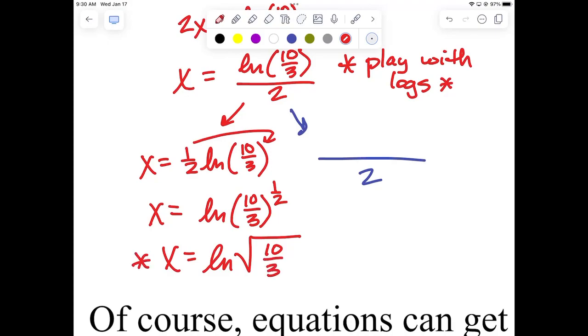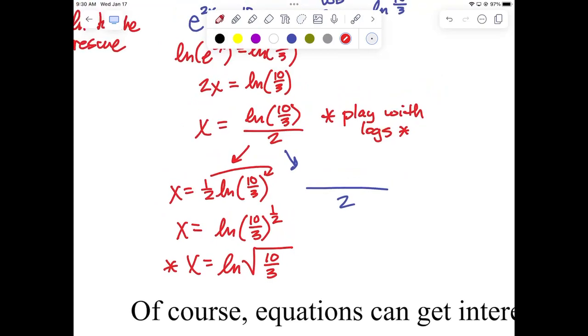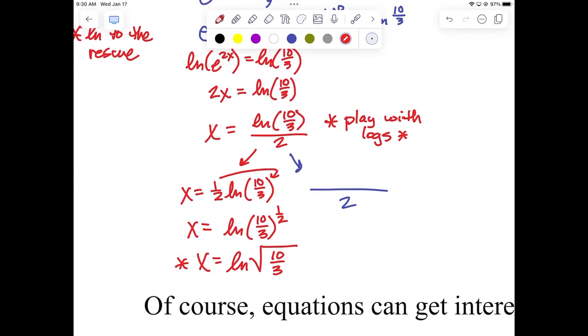I like that, Andrew. I like that. I wasn't even going to go that far on the left-hand side. But that could be an answer choice. The natural log of 10/3 divided by 2 is the same as the natural log of the square root of 10/3. Now, what if I keep it dividing by 2?